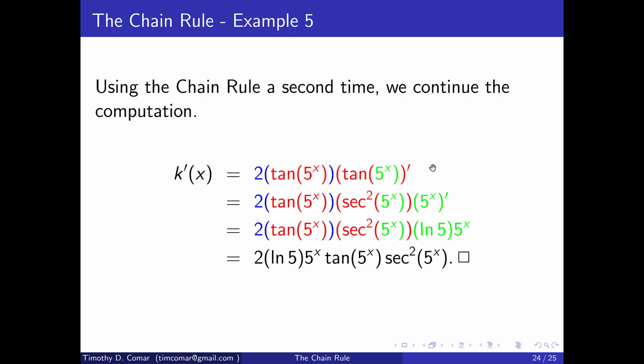So here, we'll put the whole computation over here. The first line here is what we had written on the previous slide. Now, the derivative of tangent is secant squared. We're going to evaluate that at that inside function 5 to the x, times the derivative of 5 to the x, which we just commented was the natural log of 5 times 5 to the x. And then we're done. We simply rewrite it by collecting all the nice constants out front. But there is our formula for our derivative using the chain rule twice here.